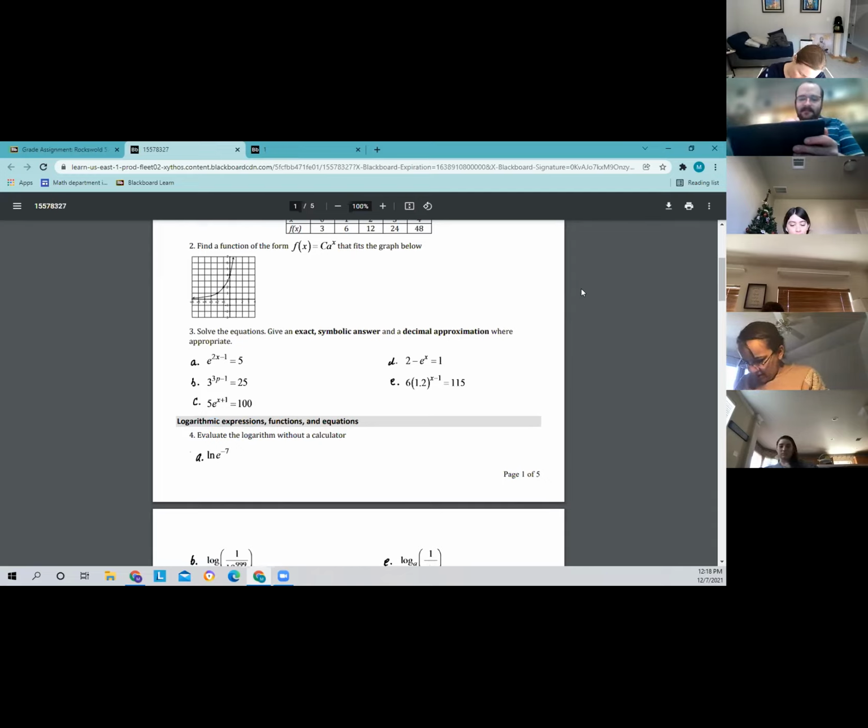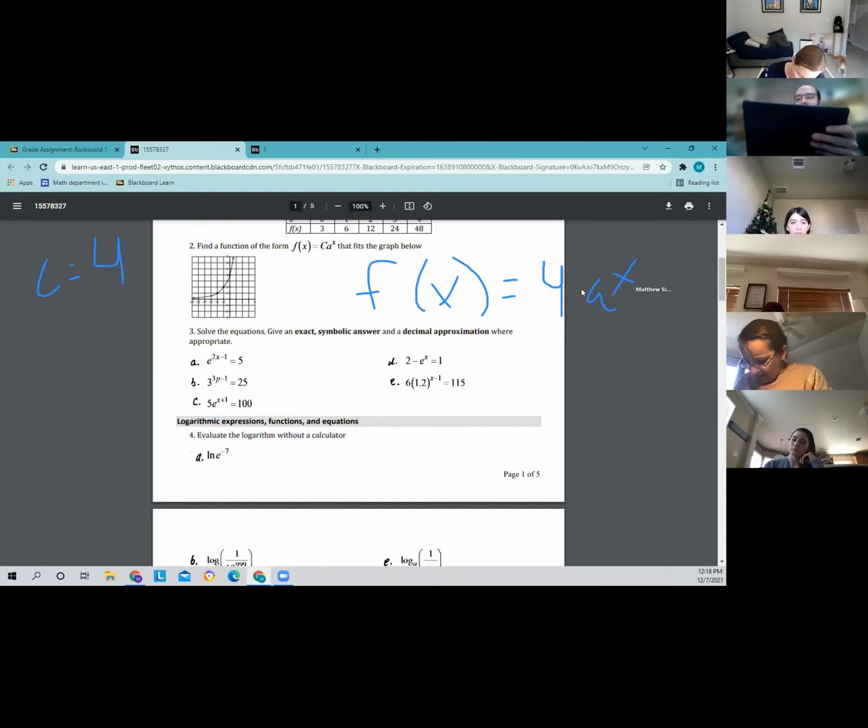So what about 2? What's my C there? Your C would be 4. That'd be the Y intercept. Right. So if I fill that in, I get something like what? F of x equals 4 times A to the x. Then what should I do? And then we need to find A. We need to find A here. And our A is 1/4.